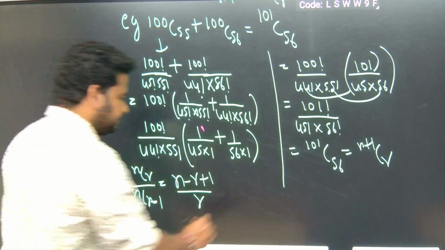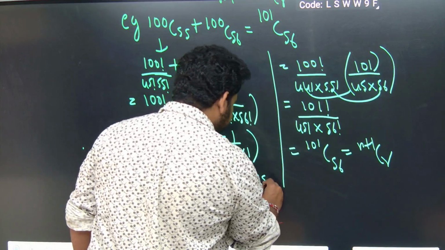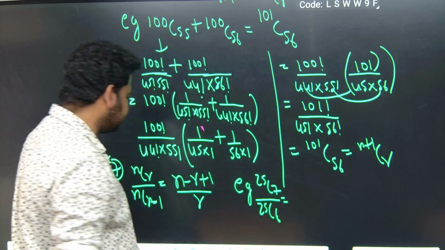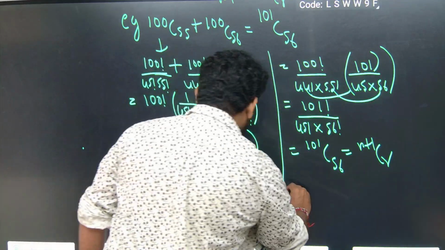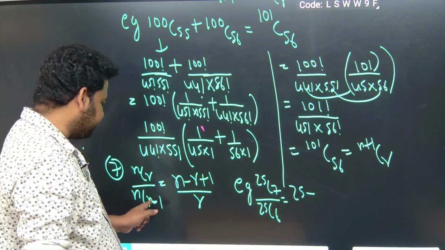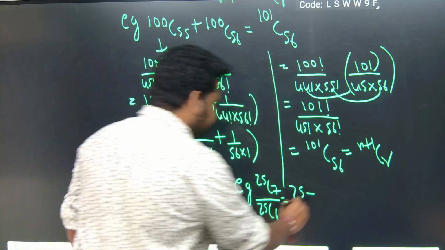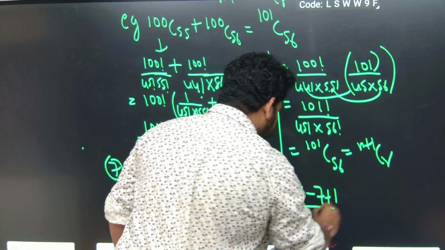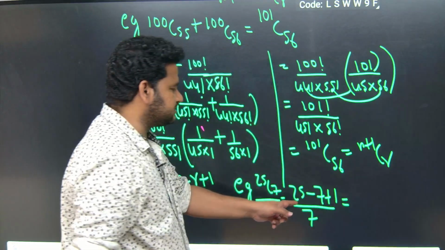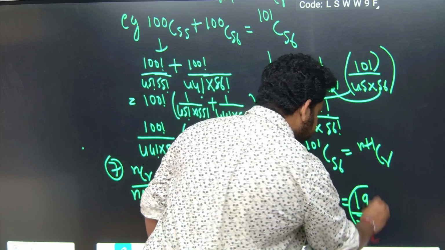So let us take an example. 25C7 divided by 25C6. So this can be written as, n is 25, minus the bigger number. r is the bigger number. Here we have r and r minus 1. Here r is 7, r minus 1 is 6. So I should take minus 7 plus 1 divided by r, r is 7 itself. So this will become 25 minus 6, which is 19, by 7. So the answer is 19 by 7.